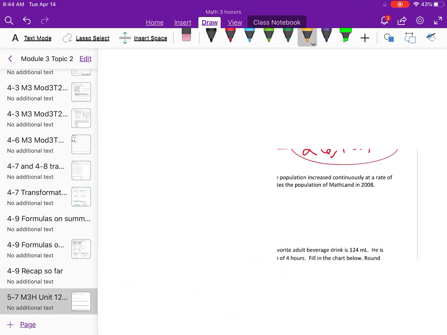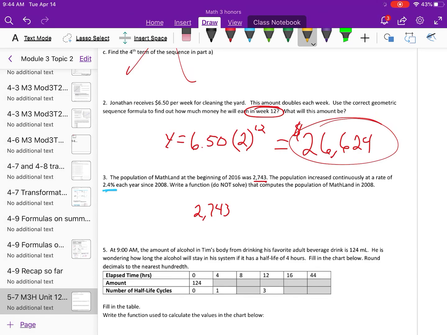So now let's go ahead and look at this. So this is going to be E to the percent, which you have to turn into a decimal, so 0.024. I turn that into a decimal. And then I need to multiply this by the number of years. Now, this is kind of where the issue comes, so I'm going to go ahead and circle 2016 and 2008.